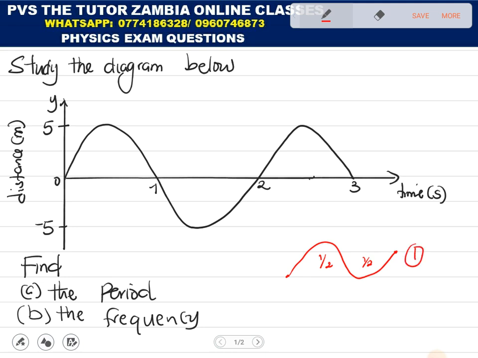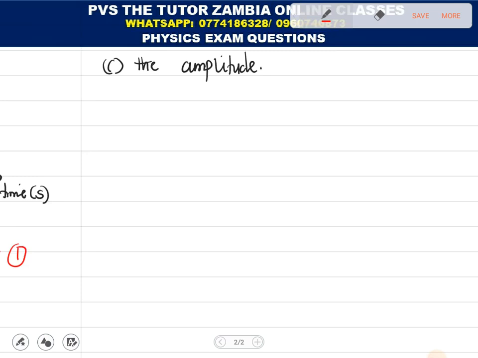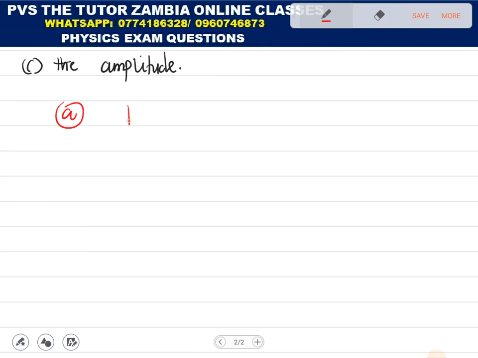It says find the period, find the frequency, and find the amplitude. So how do we find the period? The period, remember, is just the time taken to make one complete oscillation. Repeat after me: the time taken to make one complete oscillation, or one complete cycle. I'm just showing that one complete cycle is this. So let's go to the diagram. This is one complete cycle up to there. So our period is 2 seconds. That's all.